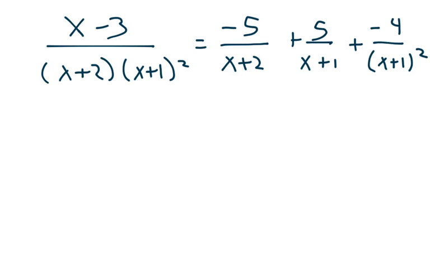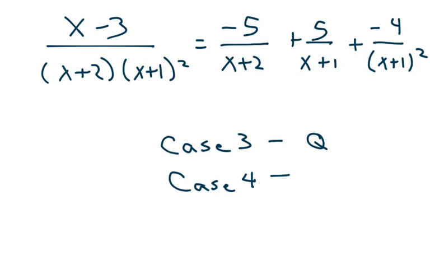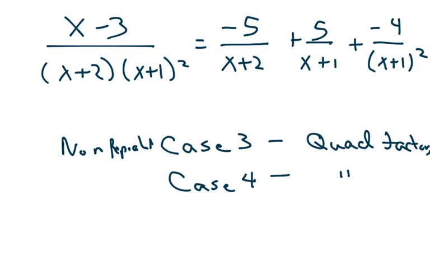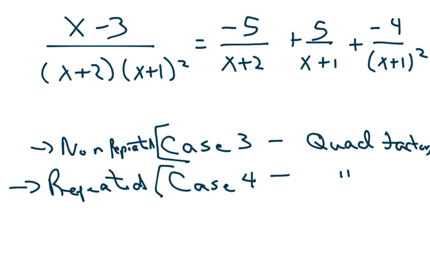The next two cases we're going to go over are case 3 and case 4. These have to do with quadratic factors. This is quad factors. This is non-repeated. For that one, and this is going to be repeated. As you can see, repeated is a lot harder than non-repeated. Okay?